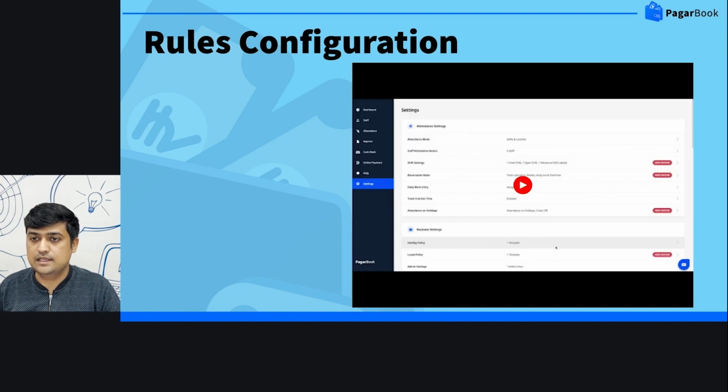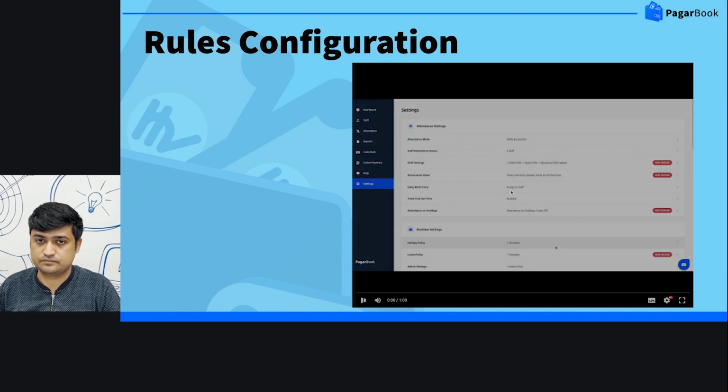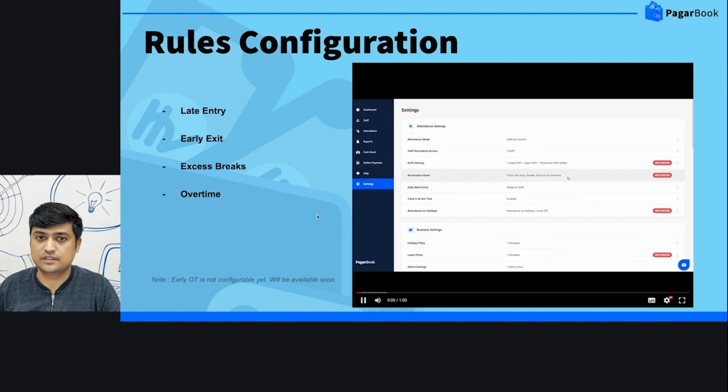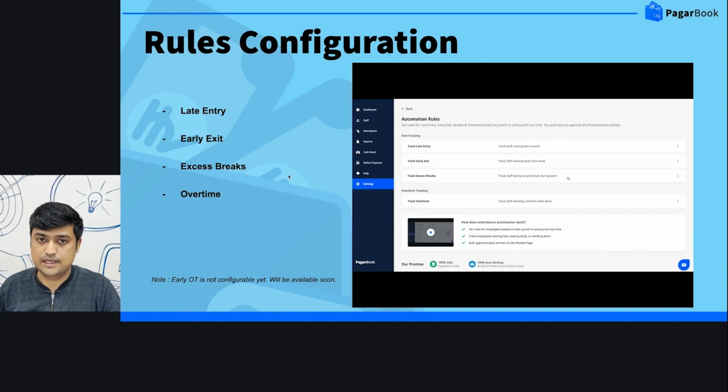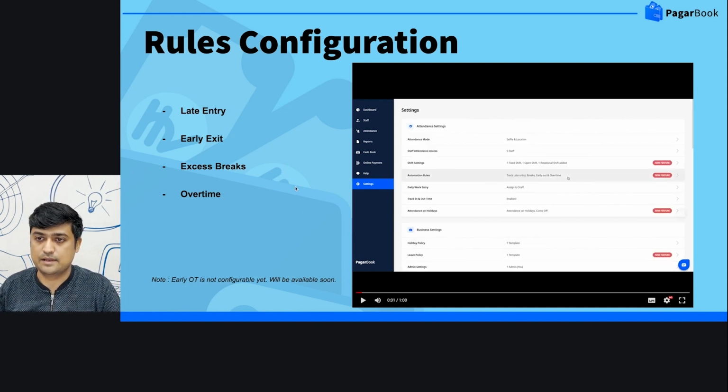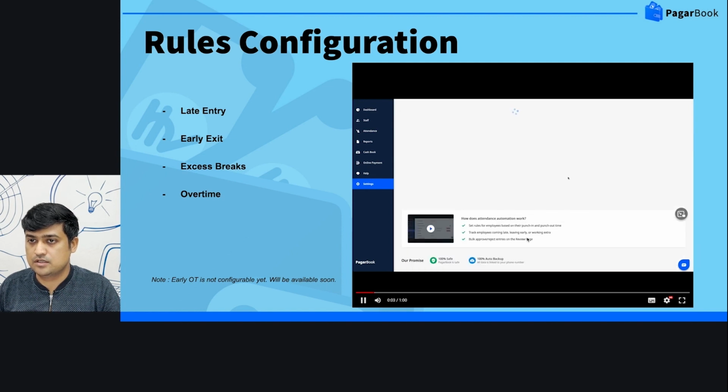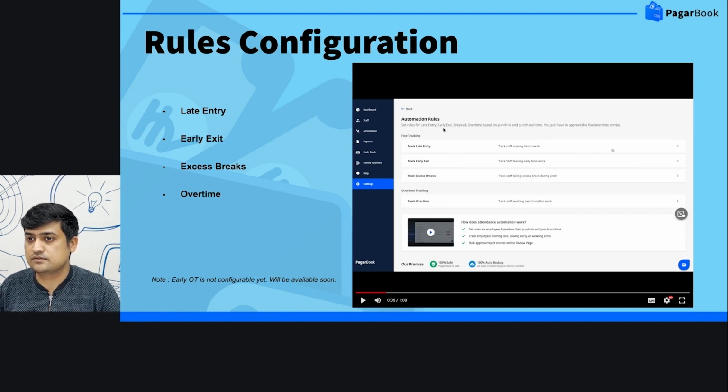Next, we will look at the policies around overtime and fines. So there are 4 categories, right? You have late entry, early exit, excess break and overtime. Right after shift setting, you go to automation rules. Why automation? Because these calculations are automated based on your configuration. So you set the rules for all these categories, and you just have to approve fine and overtime entries going forward, but all the calculations will be automated.